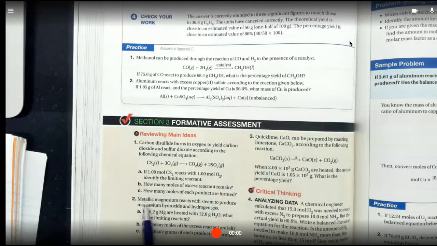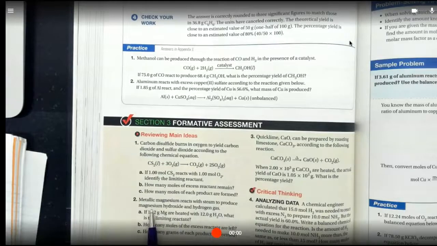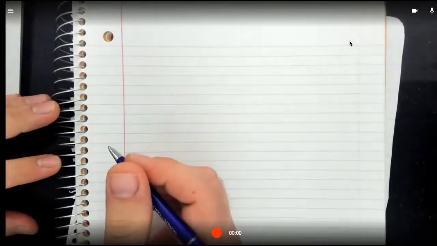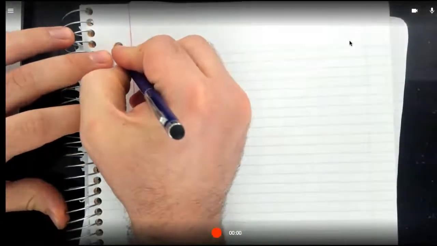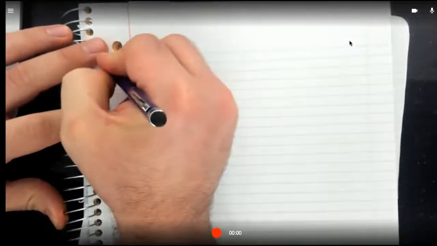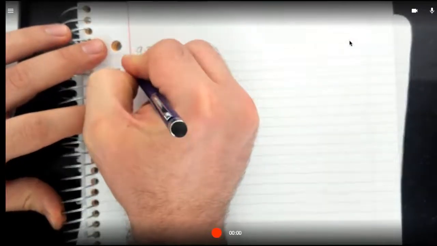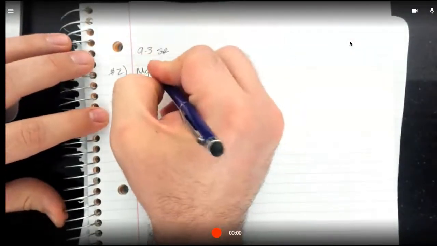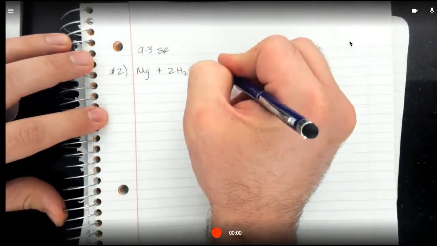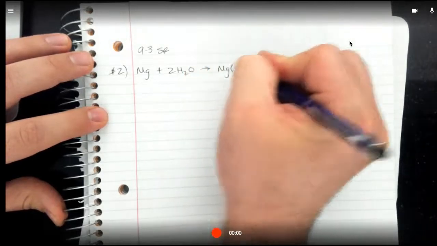So number 2 here, metallic magnesium reacts with steam to produce magnesium hydroxide and hydrogen gas. So first thing we want to do for these limiting reactant problems is to make sure that we have a balanced chemical equation. This was the 9-3 section review, number 2 here. We had magnesium reacting with steam to produce magnesium hydroxide and hydrogen gas.